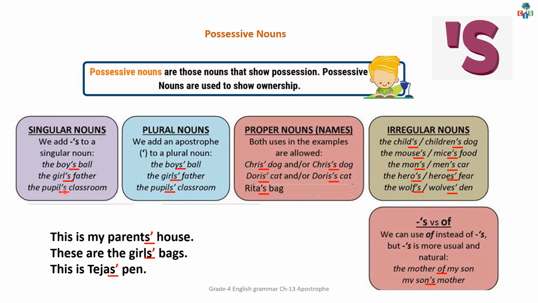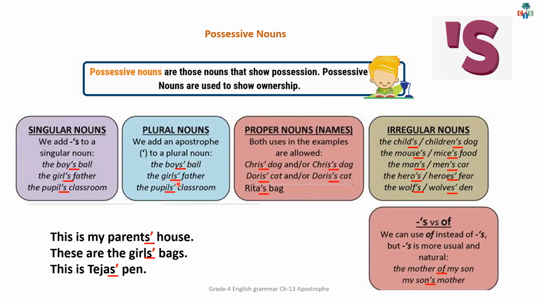And if we talk about plural nouns, we add an apostrophe mark to a plural noun. For example, the boys' ball means the ball belongs to many boys. If we are talking about a ball which belongs to many boys, at that time you have to just put an apostrophe mark after S. What is the plural of boy? Boys. So at that time you have to insert an apostrophe mark after S.